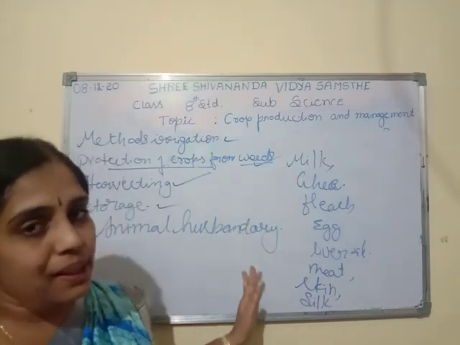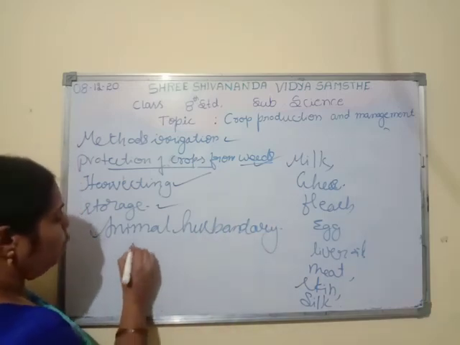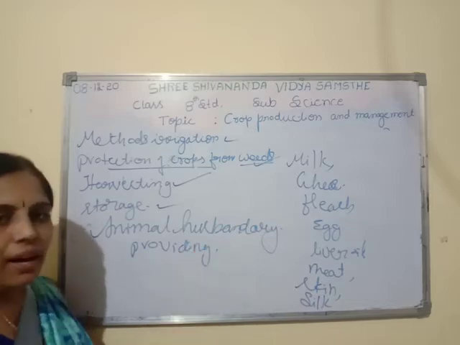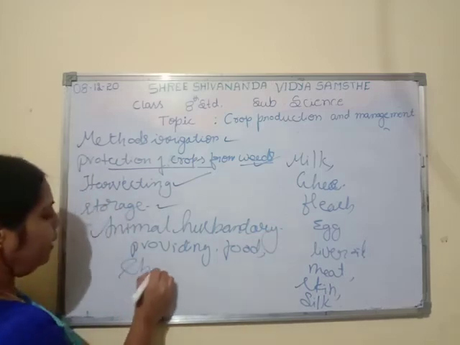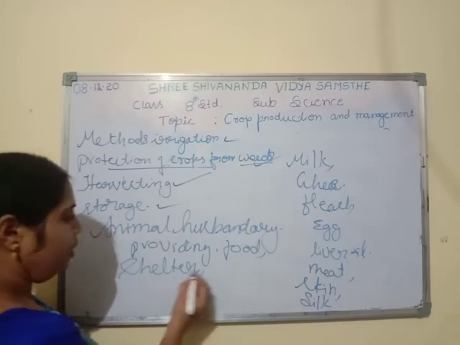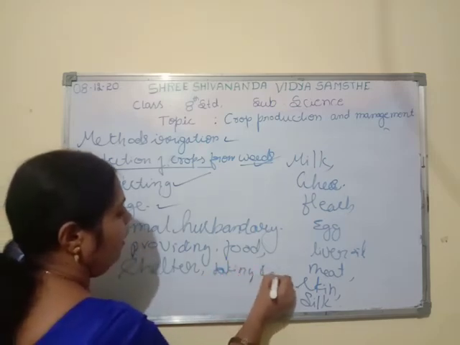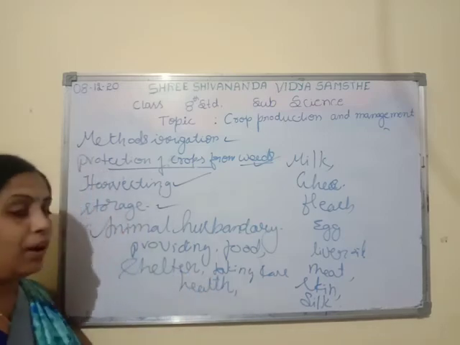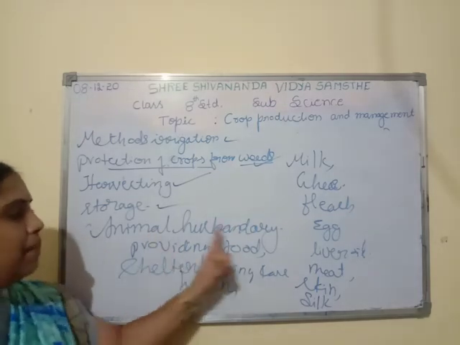So animal husbandry is nothing but taking care of animals by providing food, shelter, and taking care of their health. ಅದು ಆರೋಗ್ಯವಾಗಿ ಇರೋ ಹಾಗೆ ನಾವು ನೋಡ್ಕೊಳ್ತೀವಿ. Okay, so this is what animal husbandry is.